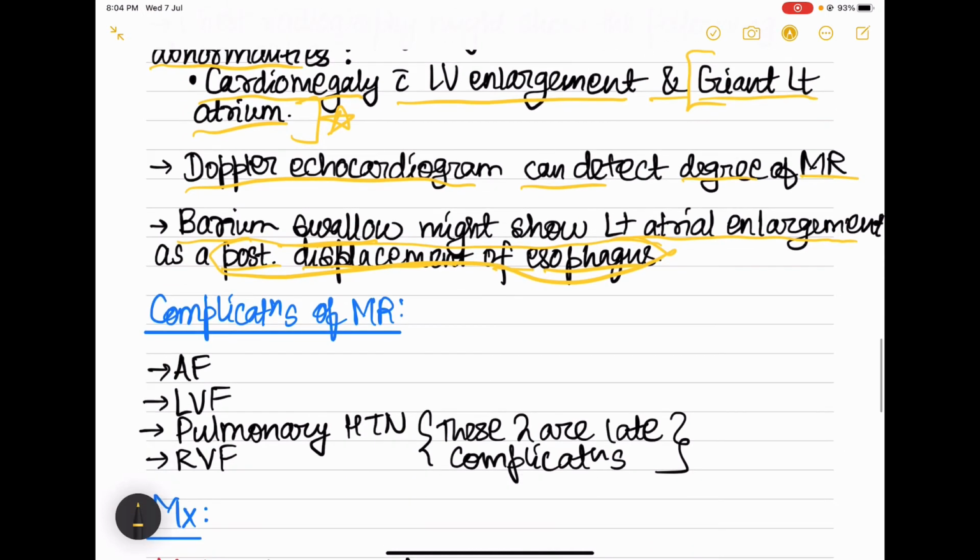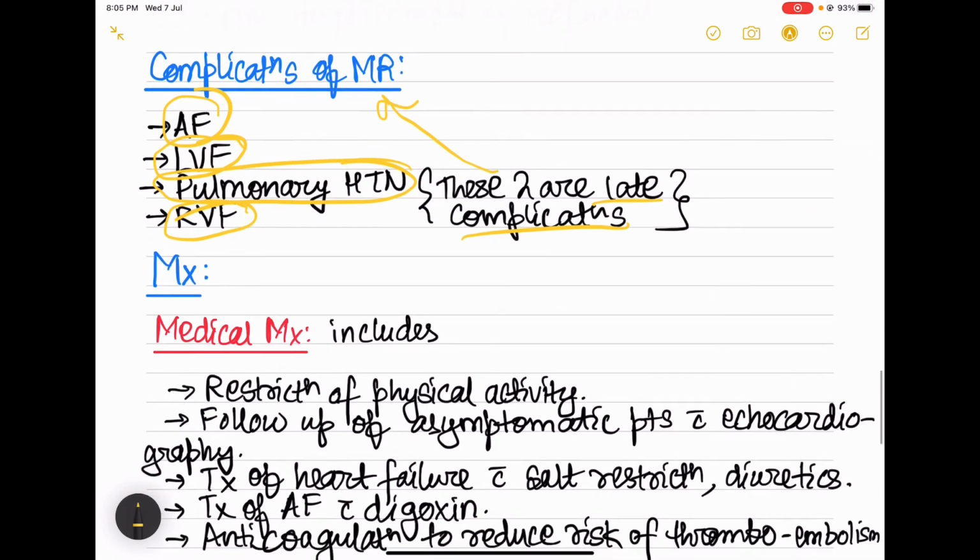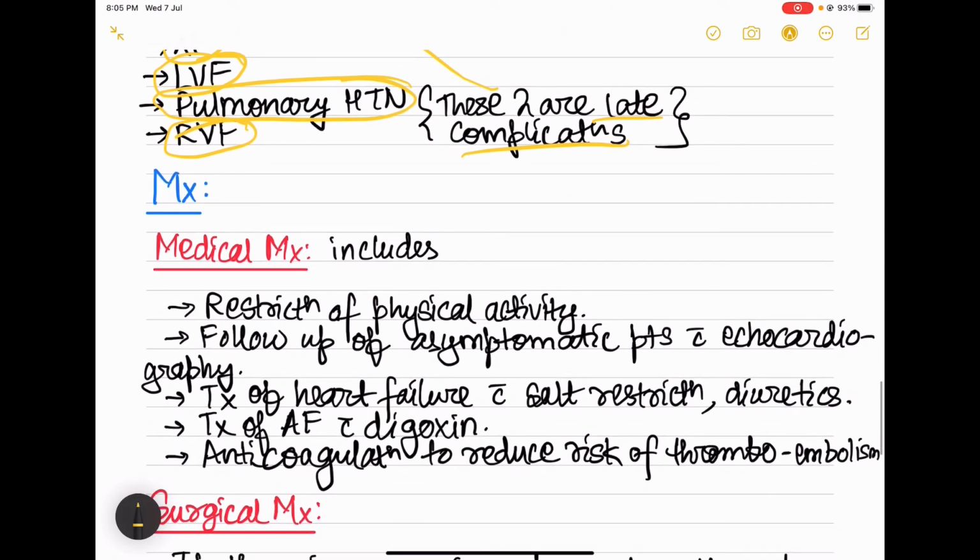Then coming to the complications of mitral regurgitation, I have already mentioned atrial fibrillation, then left ventricular failure, which finally leads to right ventricular failure and pulmonary arterial hypertension. Pulmonary hypertension and right ventricular failure are the two late complications seen in mitral regurgitation. Now coming to the management of mitral regurgitation, it includes medical management and surgical management.